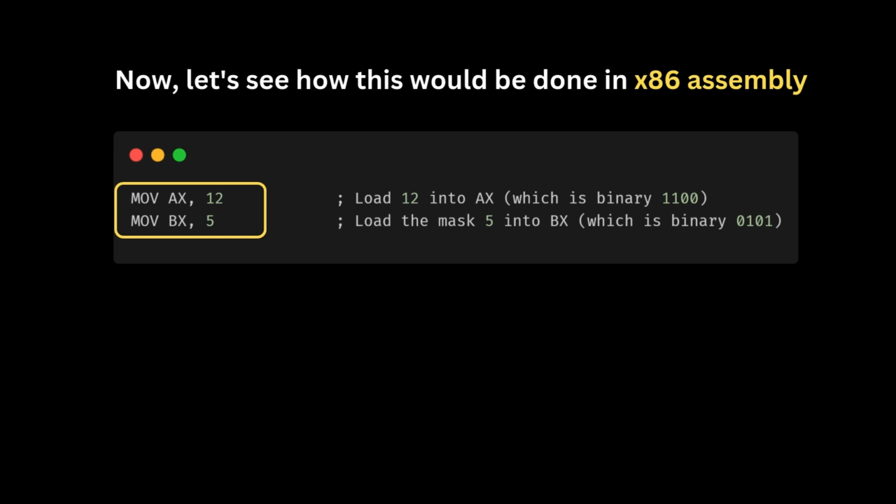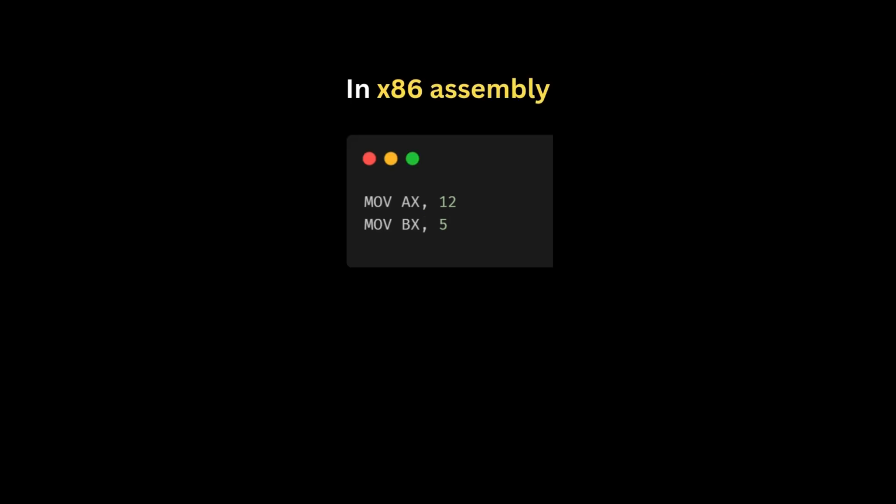Now let's see how this would be done in x86 assembly. We use the move instruction to load the values 12 and 5 into registers. In this case, we'll load 12 into the AX register and 5 into the BX register. In x86 assembly, the destination register, where the value goes, is on the left, and the source is on the right. So in the first instruction, we're putting the value 12 into the AX register, and in the second instruction, we're loading the value 5 into the BX register.